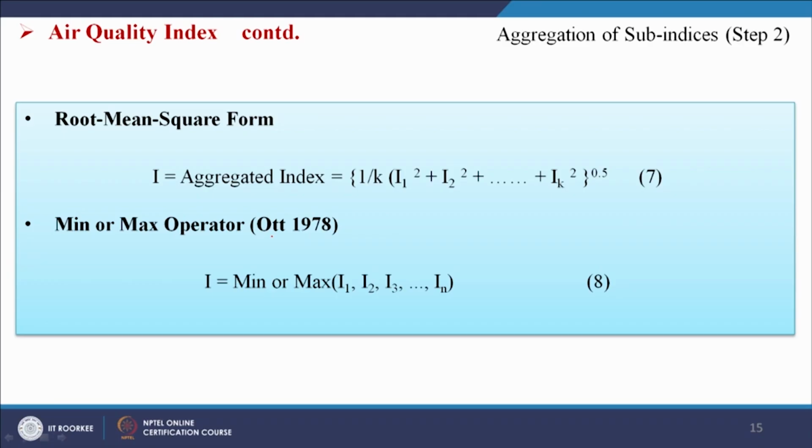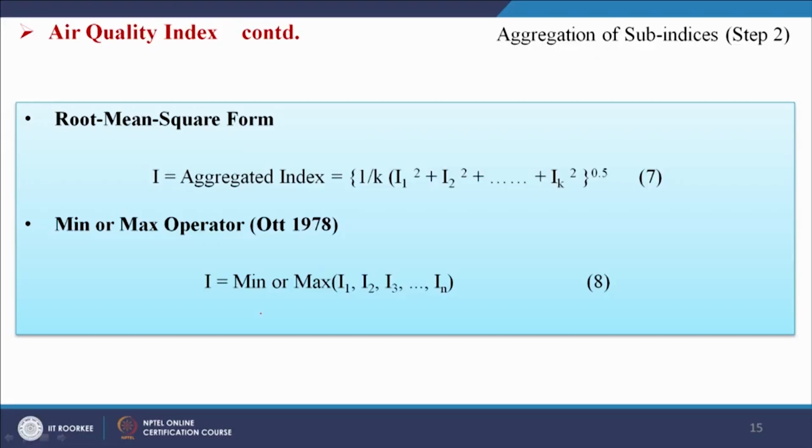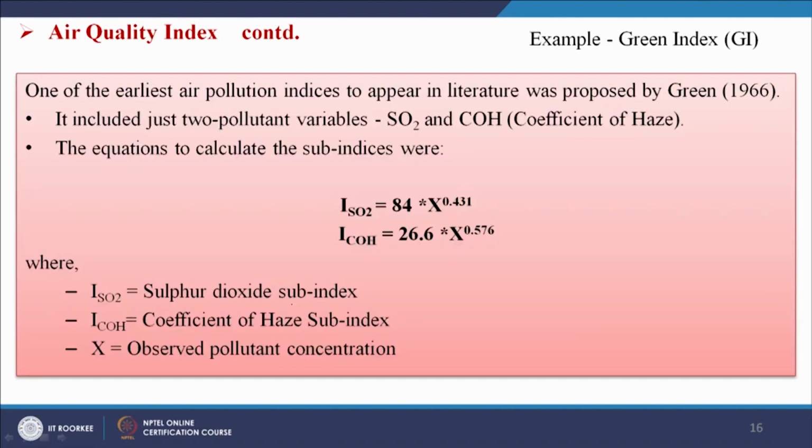So, we can consider the maximum value of individual indices as the aggregative index. So, in the Indian context this process is implemented. Now, we will see some examples of air quality index, that is the Green Index, GI.